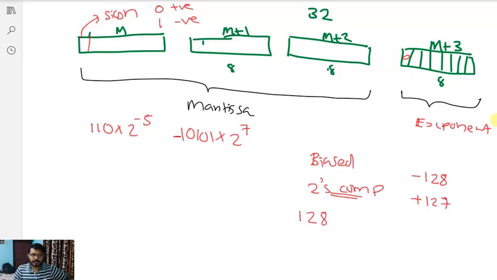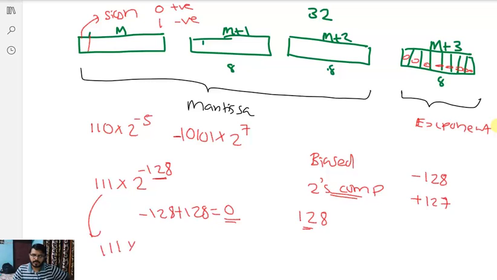That means suppose you have to represent a number 111 into 2 raised to minus 128. Then minus 128 is the true exponent. Now, in order to bias this exponent, I will add plus 128. So, minus 128 plus 128, you will get a 0. So we represent 0 for the 8 bits.